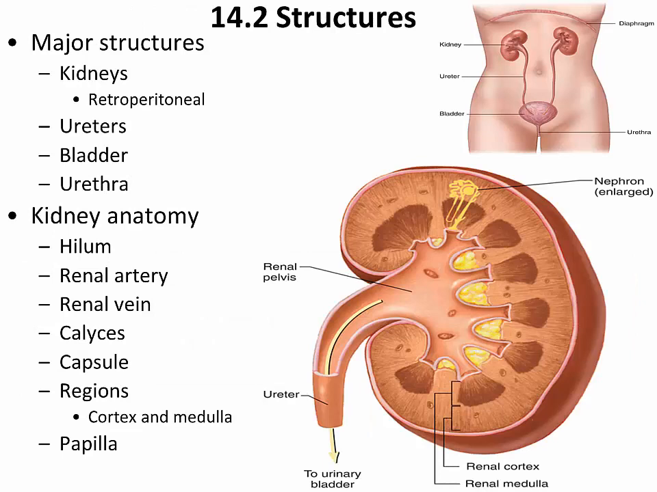In section 14.2, we talk about the major structures that are associated with the renal system. We begin by mentioning that the kidneys are retroperitoneal, meaning that although the kidneys are found in the abdominal cavity, they are actually not within the abdominal cavity, but they are located behind the peritoneum that surrounds the abdominal organs.